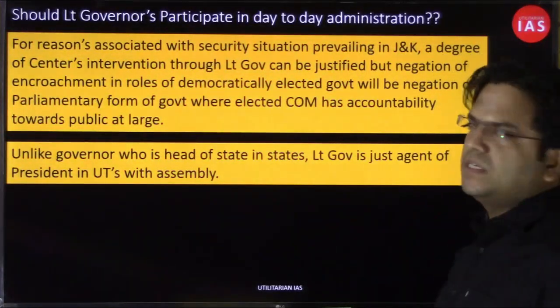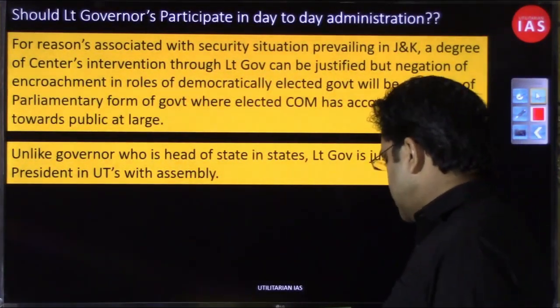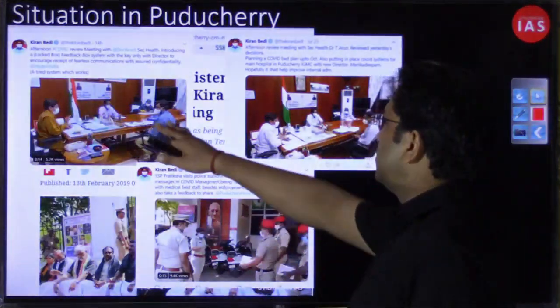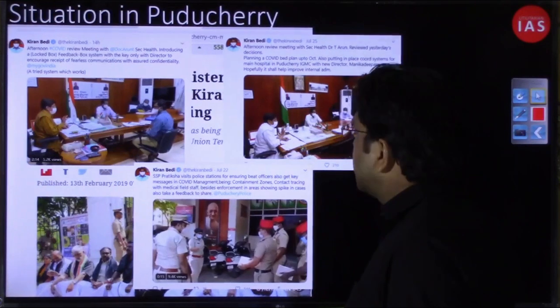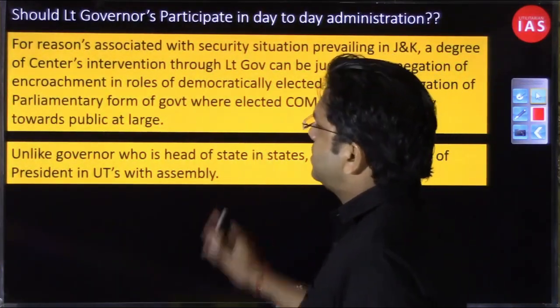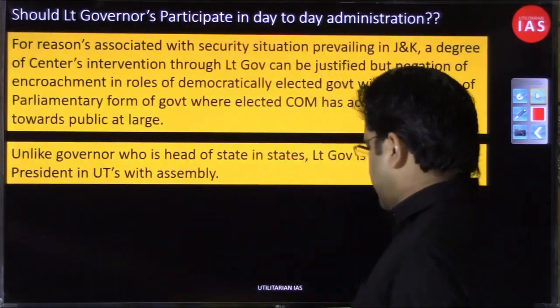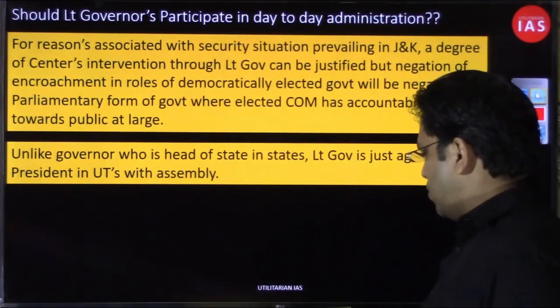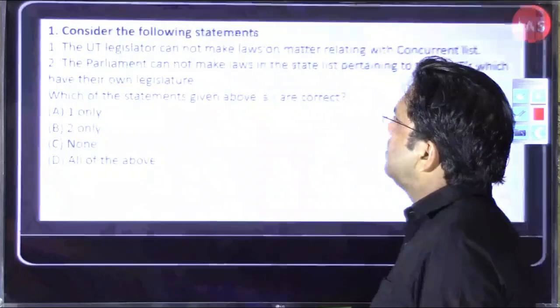Should the Lieutenant Governor participate in the day-to-day administration of the state? That is in relation to the Puducherry Lieutenant Governor. Should he? Here I have raised this question, and the answer has already been put up here as well. When you get the PDF, you can read all these points.